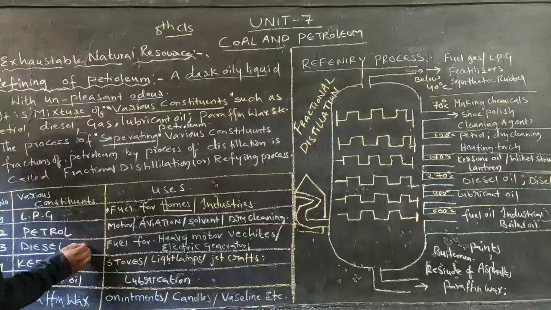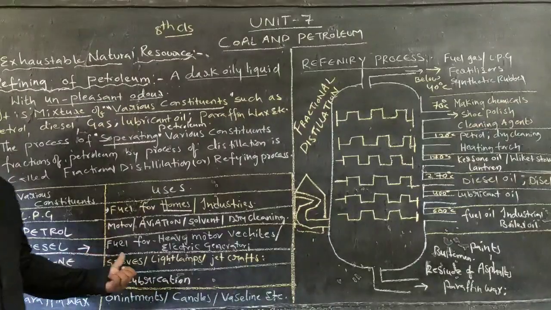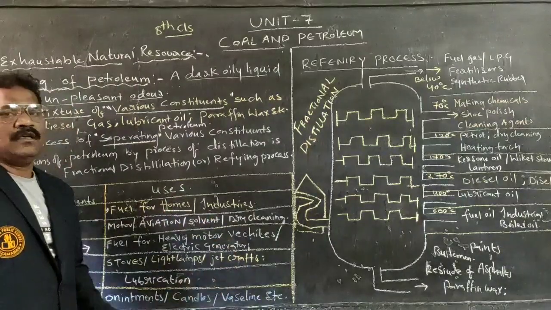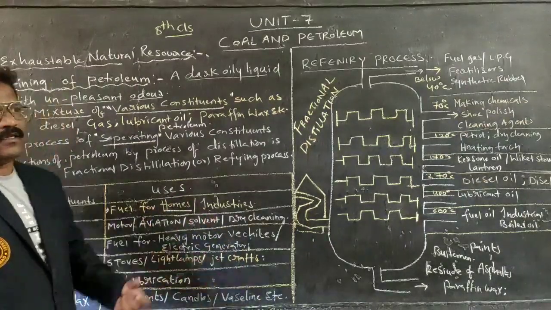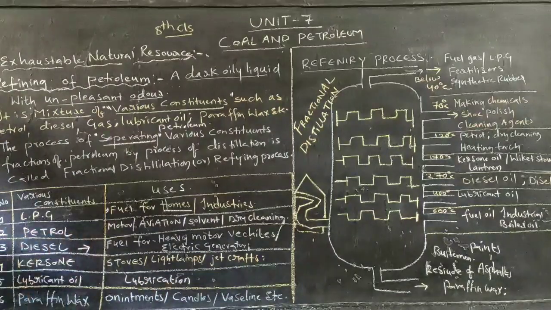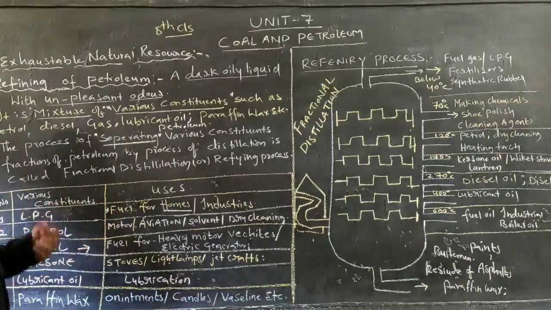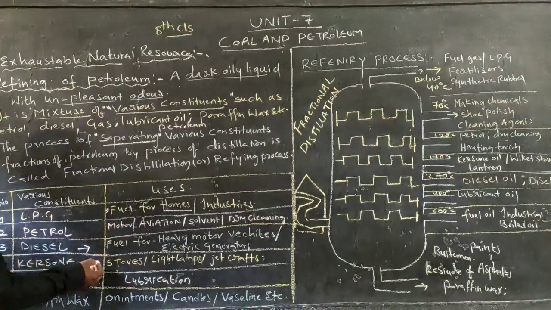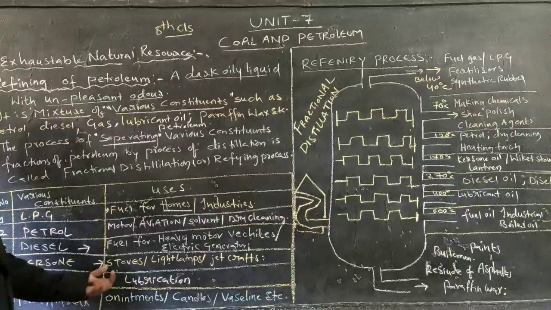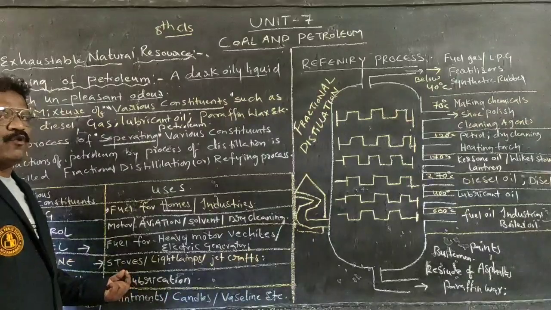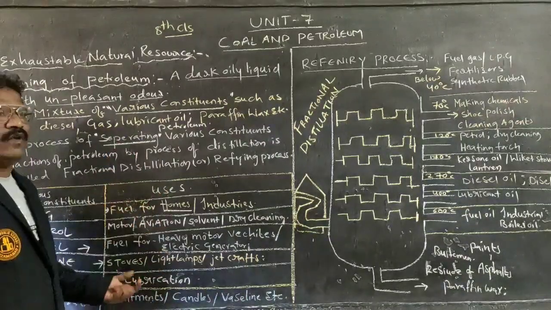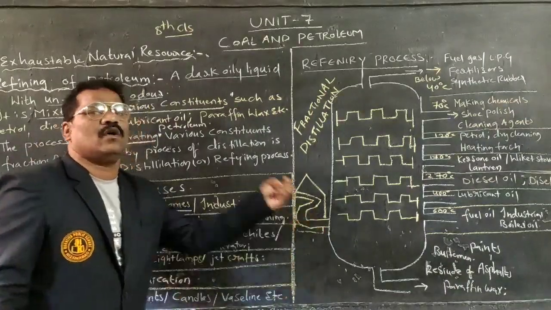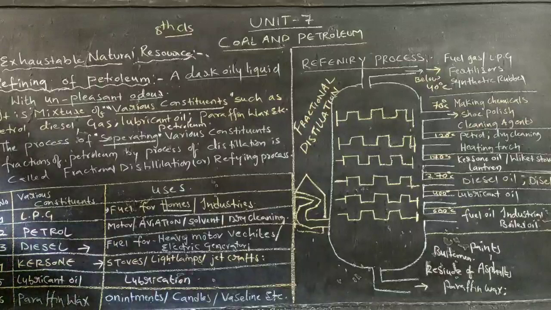Next is diesel. For what purpose is diesel useful? To run heavy motor vehicles, industries, and electric generators. That is the third one. The fourth is kerosene. For what purpose is kerosene useful? For stoves. In olden days, by pouring kerosene, we used to light the stove and cook food. Stoves, lighting lamps, jet baths, and so on: kerosene is useful for these.